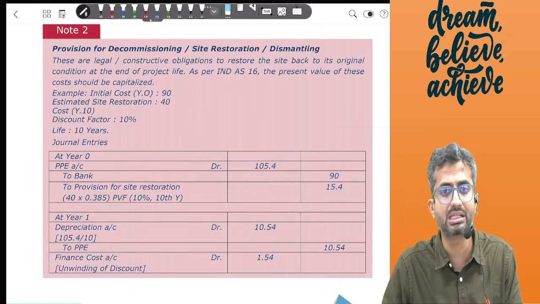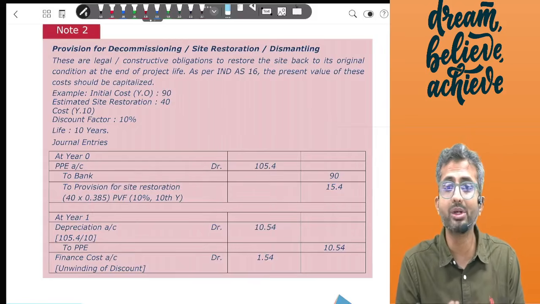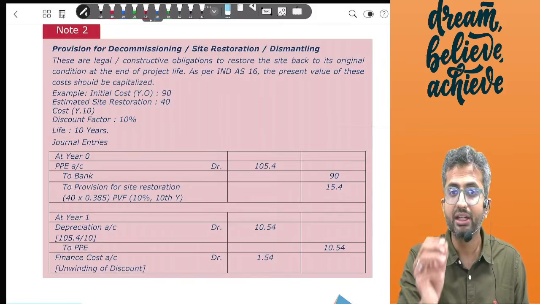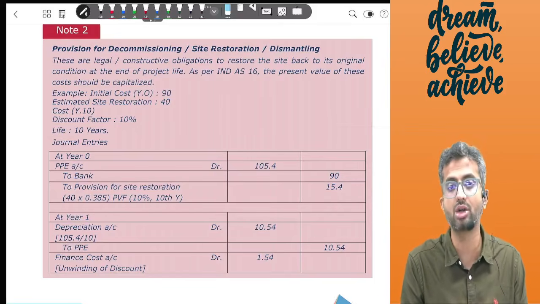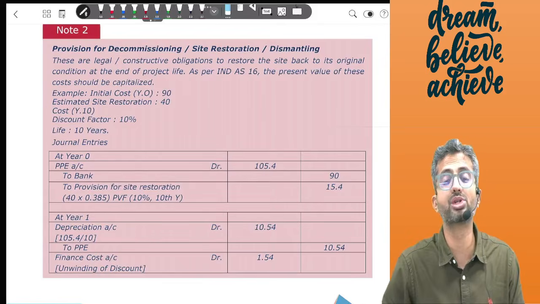However, we are not following the cash system of accounting, we are following the mercantile system, and hence you recognize the provisions as and when the obligation gets created. The event that gives rise to the obligation to dismantle is actually the construction of the asset, and hence the moment the construction is completed, you will create a provision for site restoration.